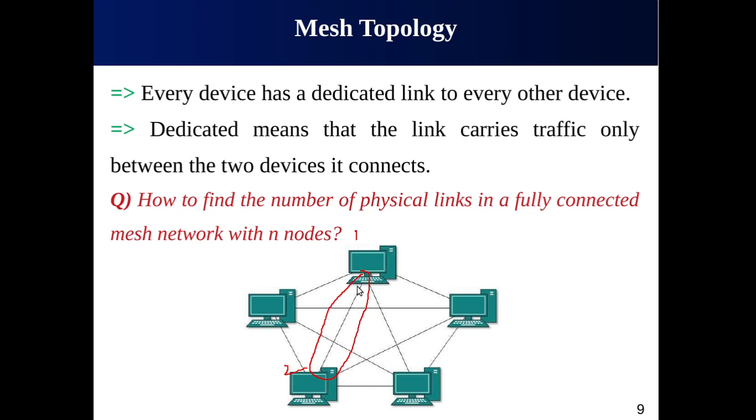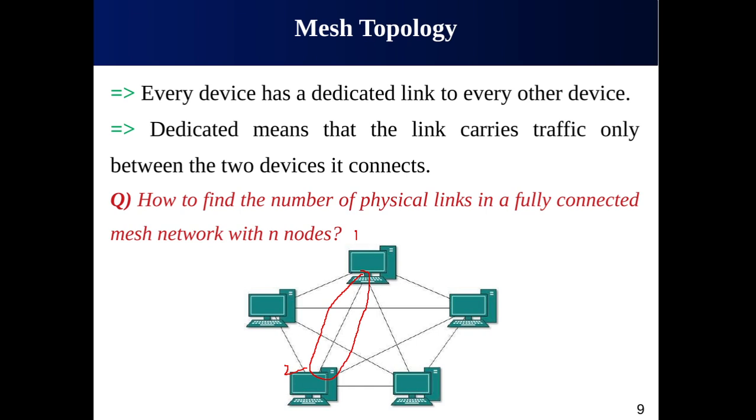And also, if this link is not available, then the fault identification and isolation is also easy. And also the modification in topology can be done without disrupting other nodes. If you want to change this link or install another system, then you don't need to mess up with other nodes or other links.